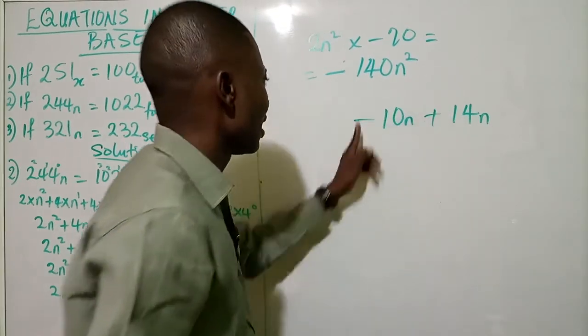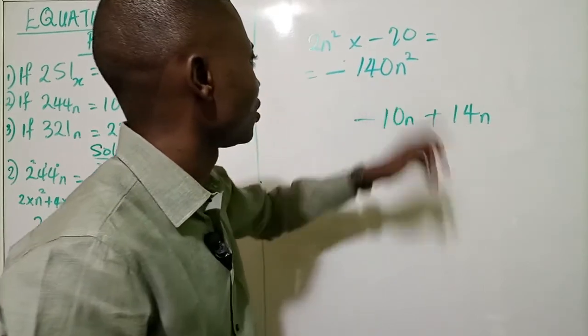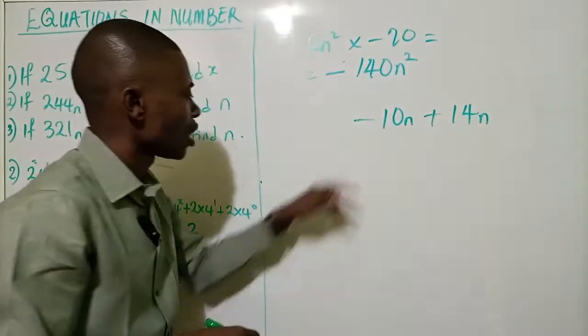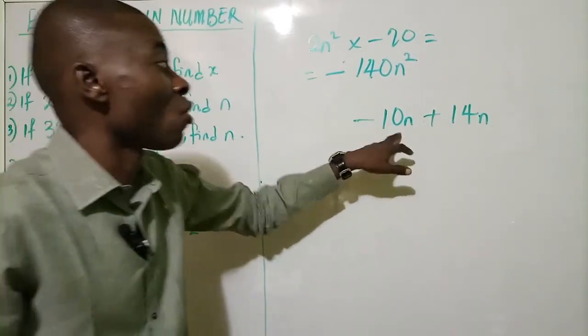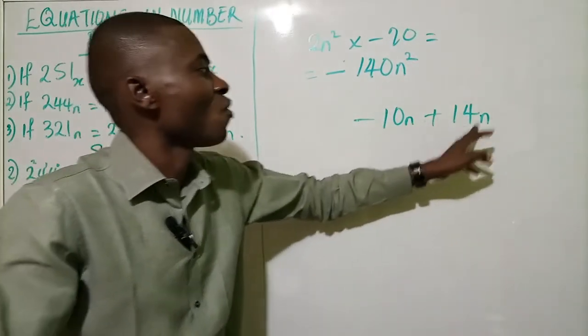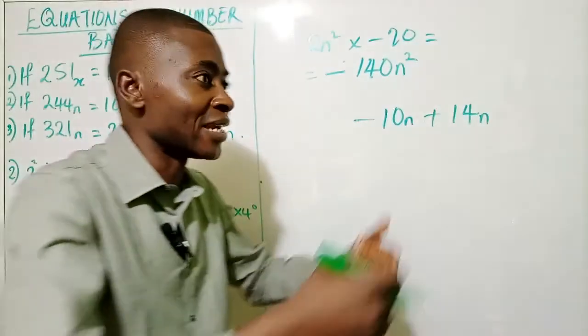So let's check again. Minus times plus is still minus. 10n times minus 14n is still minus 140n squared. So first condition satisfied. Let's check the second condition again. This means you are owing someone 10n, and then you have 14n.